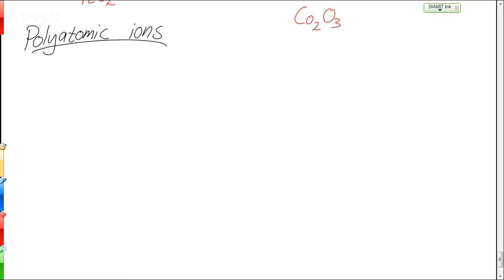So polyatomic ions, as you might imagine from the word, are ions that have more than one atom in them. Up to this point, we've only looked at monoatomic ions. We've looked at chloride, sulfide, bromide, all that kind of stuff. But we haven't looked at the ions that have more than one atom in them. Does anybody know any polyatomic ions you may have heard of in your travels?